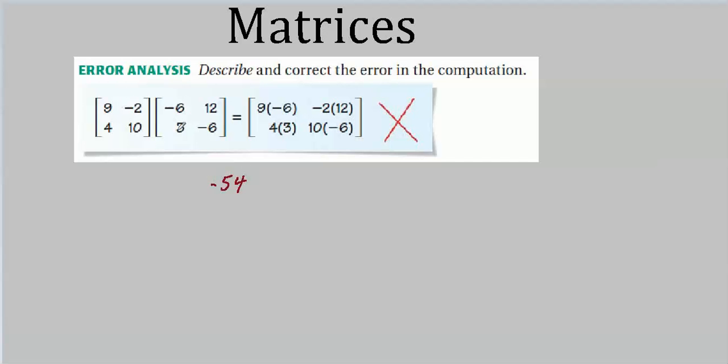Plus minus 2 times 3. The next entry, because we're going to end up with the 2 by 2 matrix, is 9 times 12, that's 108, and minus 2 times 12, which is minus 24.